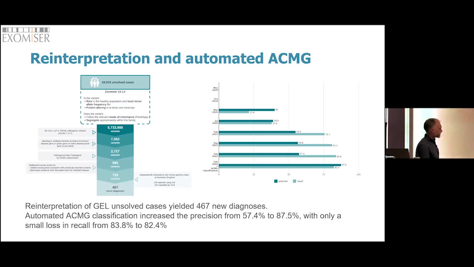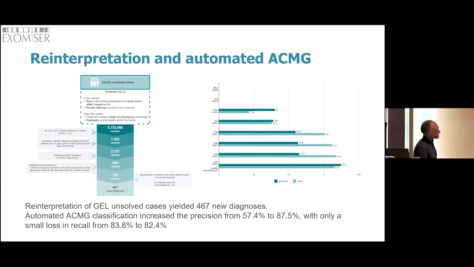Then we have some additional manual review to remove variant constants. After the additional manual review, Genomics England's clinical genetics laboratory actually went through these variants and came up with a diagnosis for these as well. So we had an additional 467 novel diagnoses based on this.